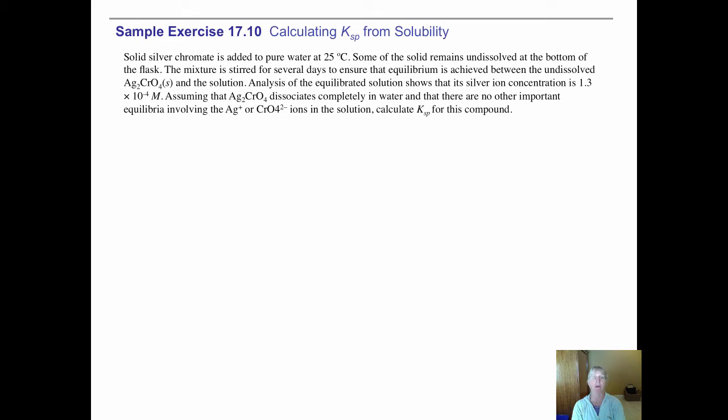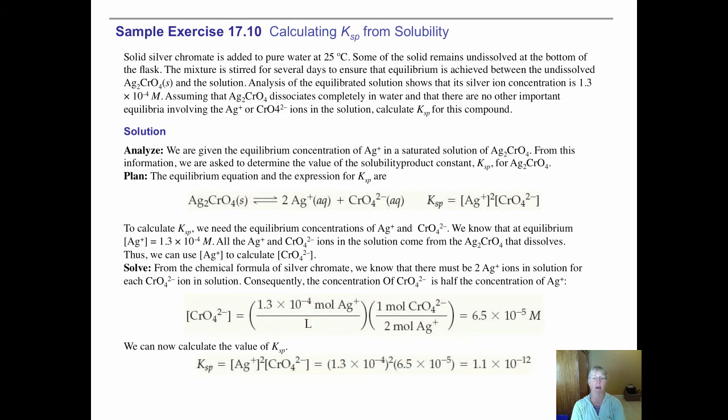All we know is the silver ion concentration is 1.3 times 10 to the minus 4. What you're asked to do is to calculate the Ksp for this compound. They're really pretty simple, but they always start with the dissociation equation. So here is the dissociation equation. Silver chromate will split up into 2 silver ions and a chromate ion. You always write the Ksp expression, and that would be concentration of silver squared times the concentration of the chromate.